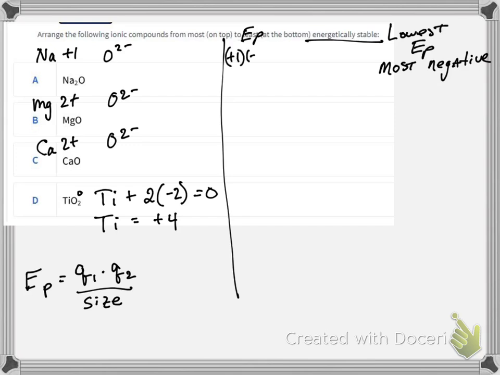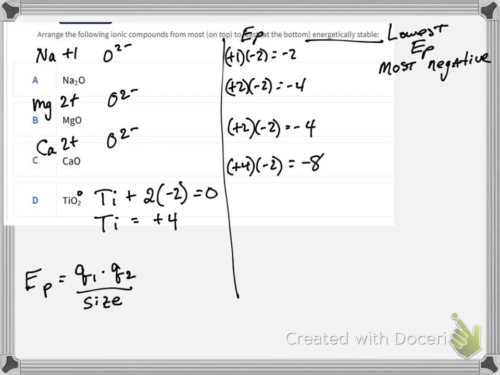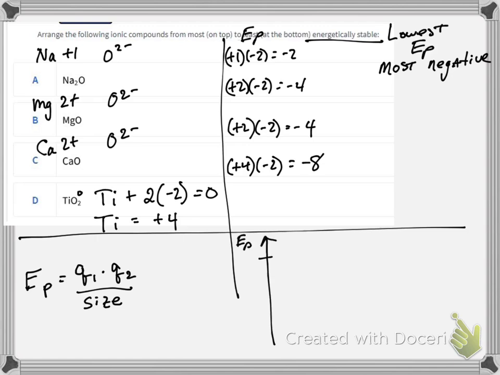All right, so +1 times -2 is -2. +2 times -2 is -4. +2 times -2 is -4. And +4 times -2 is -8. Okay, so we see we have a pretty natural grouping. We have one -2, two -4s, and one -8. Now what we want to do is rank their potential energies. All right, so we have -2, -4, and -8 here.